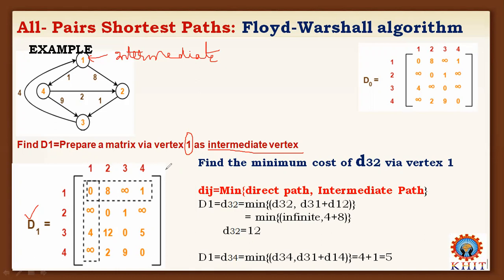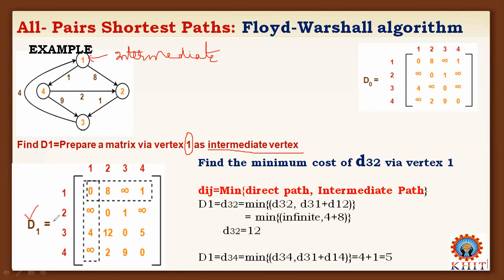Why? Because the intermediate vertex is 1 and the starting vertex is 1. That's why the values may not be changed. The first row and first column values may not be changed in the given matrix. The first row and first column are marked with a dotted line. Those values will not change if you compare D0 with D1, because the intermediate vertex and the starting vertex are both 1.